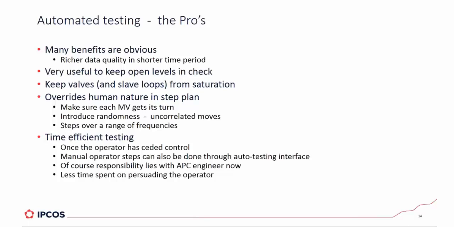In this case, it is much more difficult to actually spot it than it would have been with manual moves. So it is very important to keep in mind that we set this up correctly and that we also do our post step test checks to make sure that our moves are not correlated.